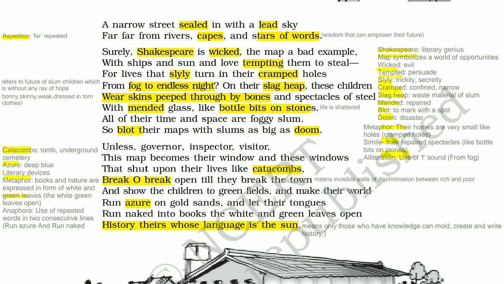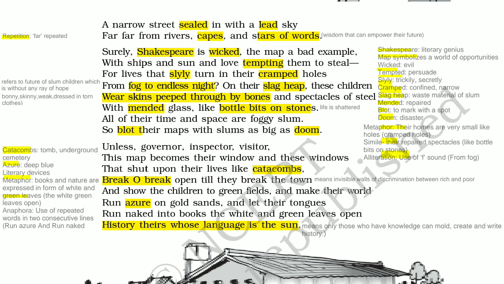So, reading the first line, it says, Surely Shakespeare is wicked, the map a bad example. According to the poet, both Shakespeare and the map are examples of material possessions and riches, pleasures and luxuries. Shakespeare has always written about the elite class people, and the map denotes the vast world out there. Getting familiar with the material aspects of life kindles desires in the hearts of these children, as there is no chance of their fulfillment. So what they do, they adopt wrong ways. So that's why Shakespeare is wicked and the map a bad example for the children living in the narrow cramped holes.